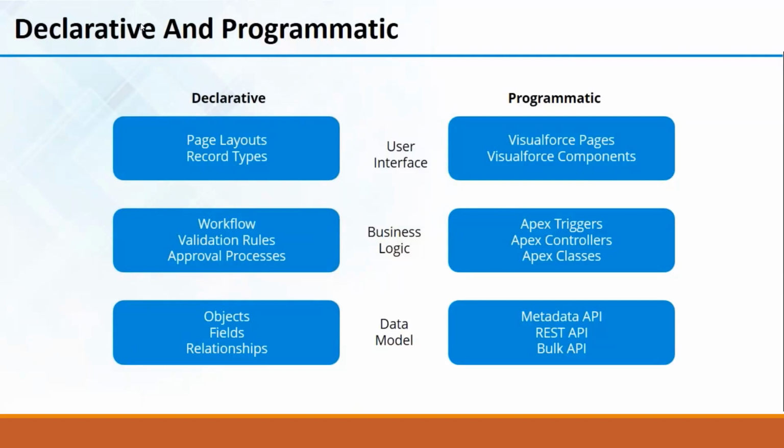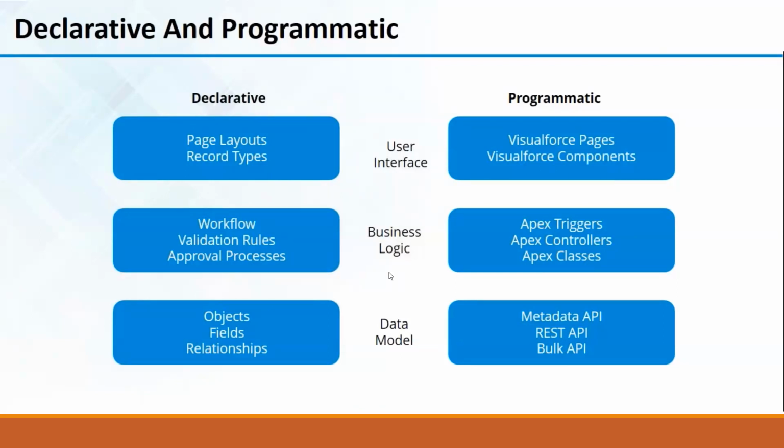Anyway, let's see what is the difference between declarative and programmatic. Whatever we have done so far, like we created page layout, record types, workflow, validation rules, approval process, object, field, relationship, whatever we have done during our admin process, those are all declarative. Declarative means configuration we were doing, right? But now in programmatic, we are going to work on Visual Force creation, Visual Force components, Apex triggers, Apex classes, Apex controllers.